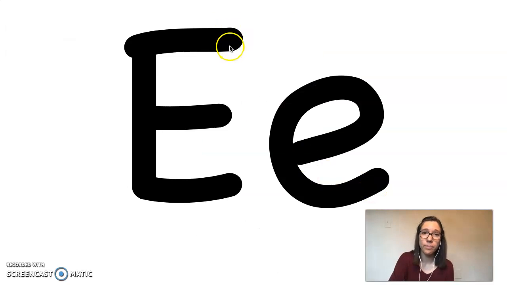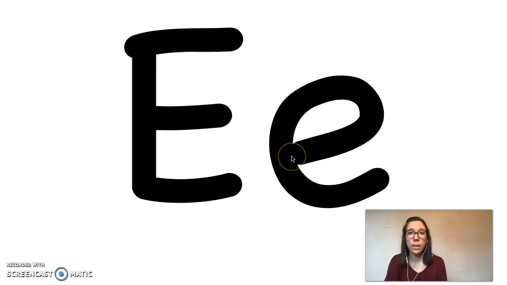Next up is E. To make the letter E, capital E, we start at the top and make a line straight down. Then we have three shorter lines that we draw across. 1, 2, and 3. You'll need to pick up your pencil after each one of those shorter lines.